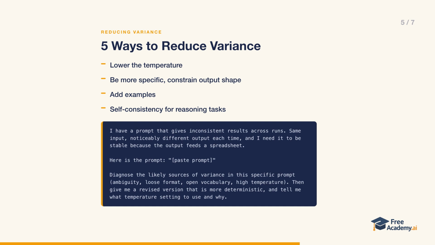Add a few examples to anchor style and format. And for reasoning tasks with one correct answer, use self-consistency. Run the prompt a few times and take the majority answer, saved for high-stakes cases since it costs extra calls. Here's a prompt that diagnoses variance in your own prompt and rewrites it to be more deterministic.